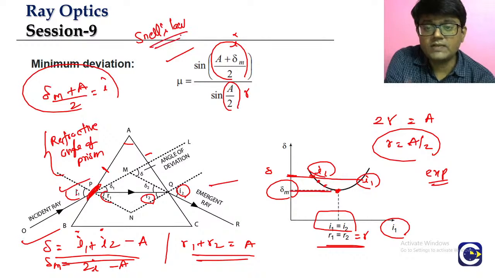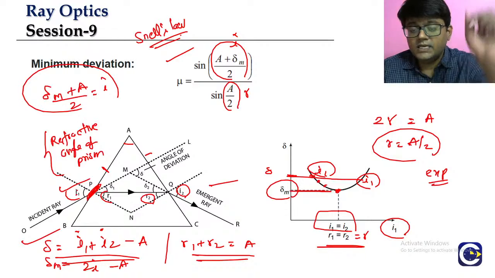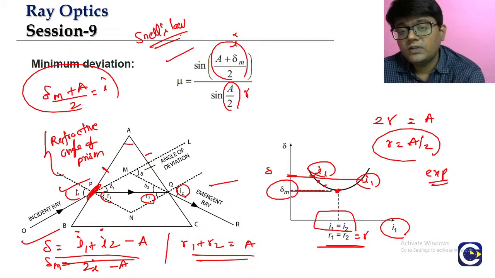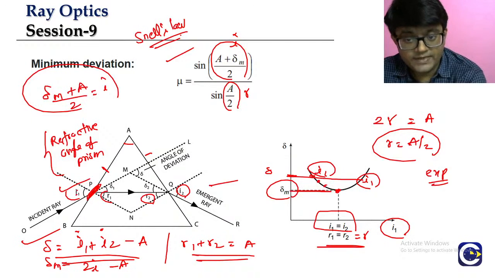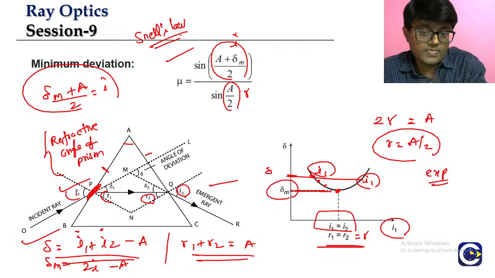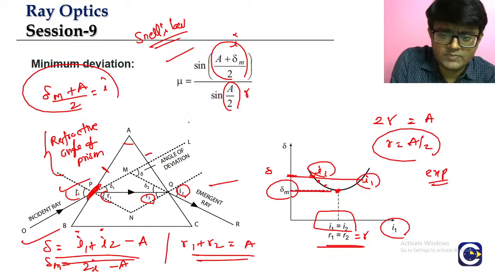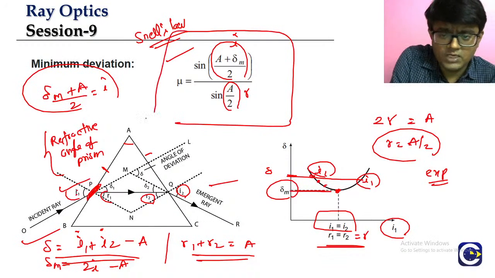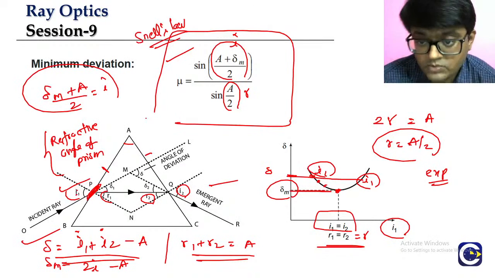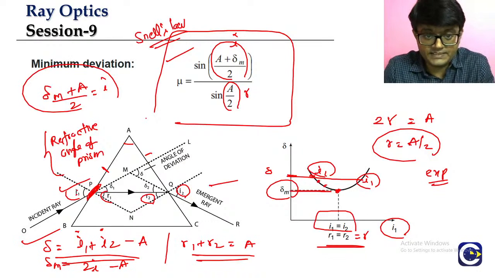Till this point we have covered in the previous session. I am just revising them. So the refractive index of the prism, mu, is equal to sine of A plus delta minimum by 2 divided by sine A by 2. This is the relation between the angle of the prism, delta minimum, and the refractive index. We can expect some questions based on this particular formula. We already did this derivation in session 8.